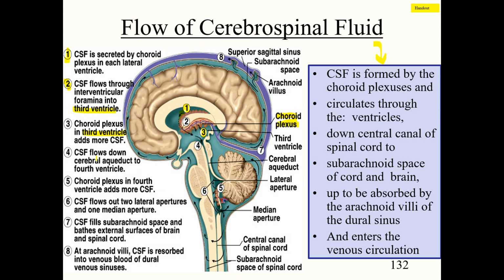From there, it is going to go down the cerebral aqueduct. So you can see number 4 right there, that small little tube. That is the cerebral aqueduct, where cerebral spinal fluid is going to flow from the third ventricle to the fourth ventricle. So number 5 is going to be that fourth ventricle right there. I didn't say fourth ventricle, but number 5 is the fourth ventricle. You can see the choroid plexus right there as well, which is adding to the existing cerebral spinal fluid.